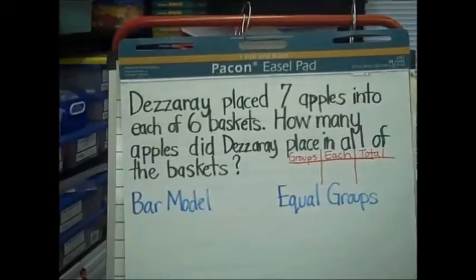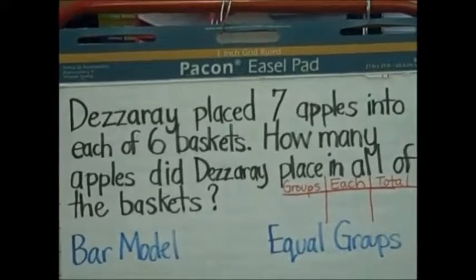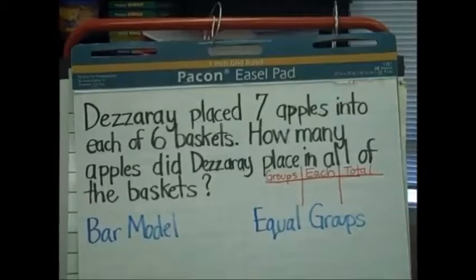When solving word problems, we have about 5 or 6 strategies that you will be able to choose from to solve your word problem. All right, so let's begin with reading our problem for today. Desiree placed 7 apples into each of 6 baskets. How many apples did Desiree place in all of the baskets?